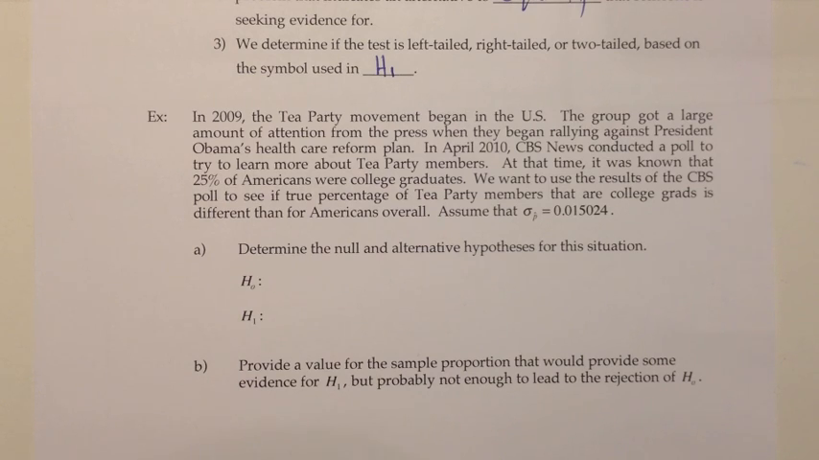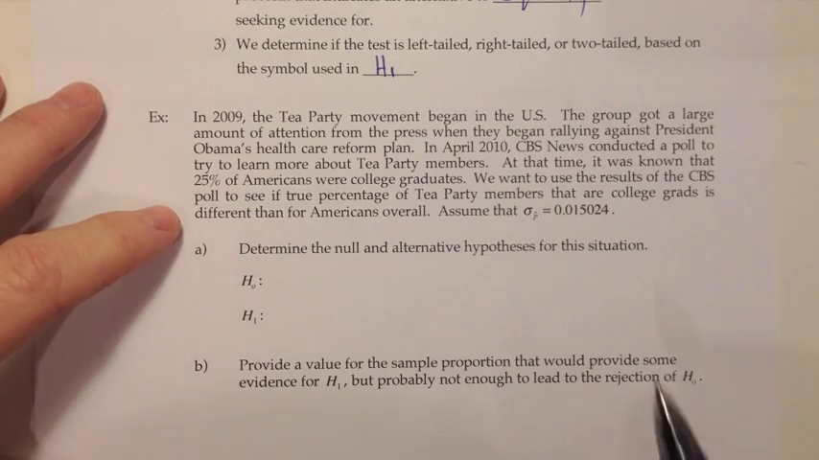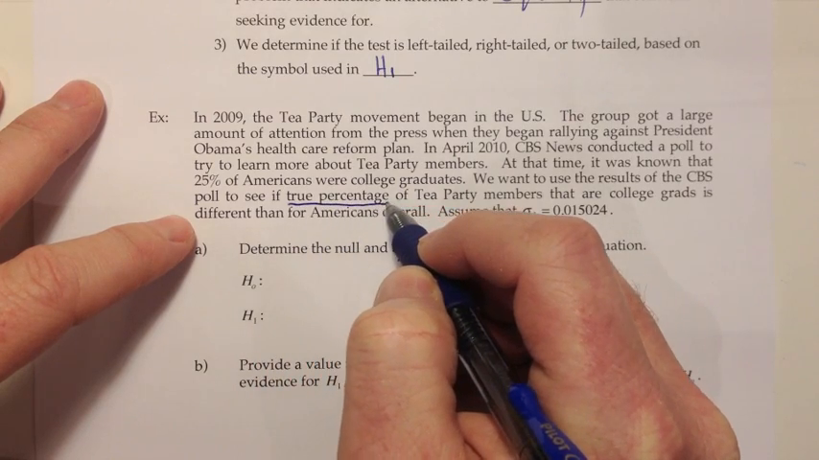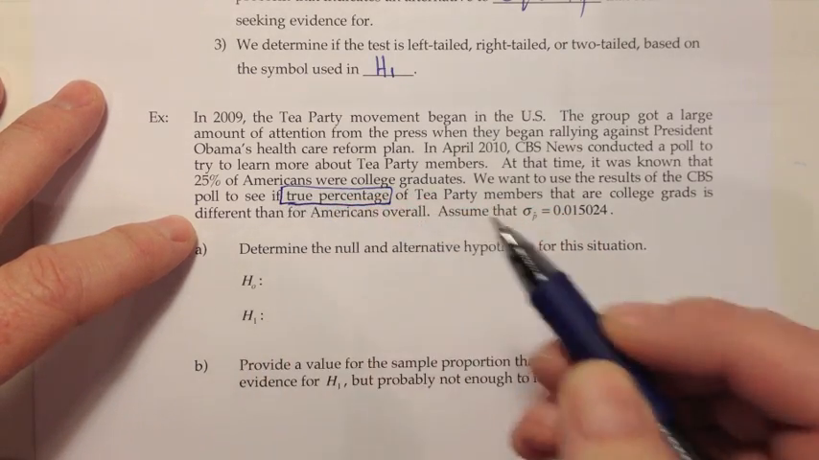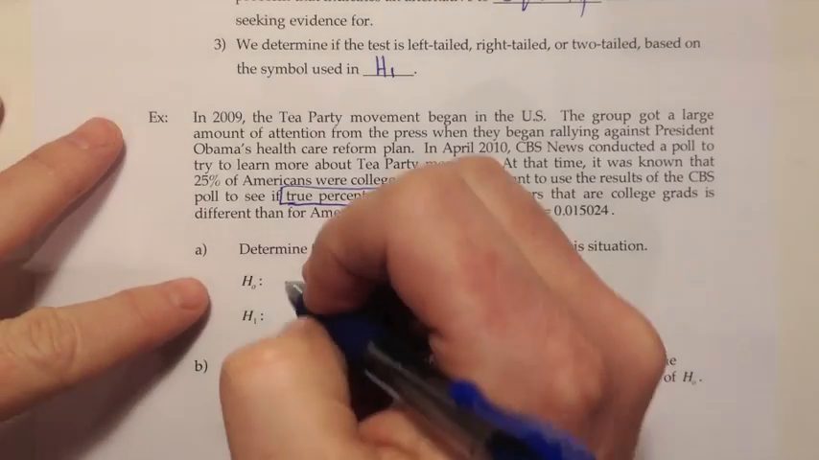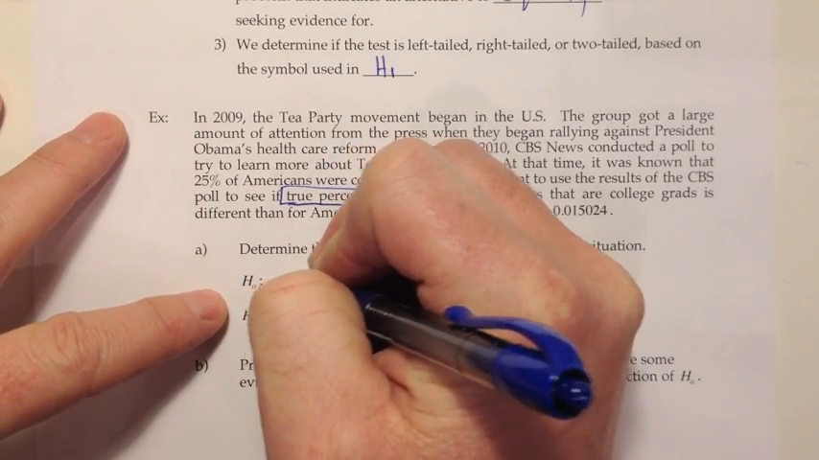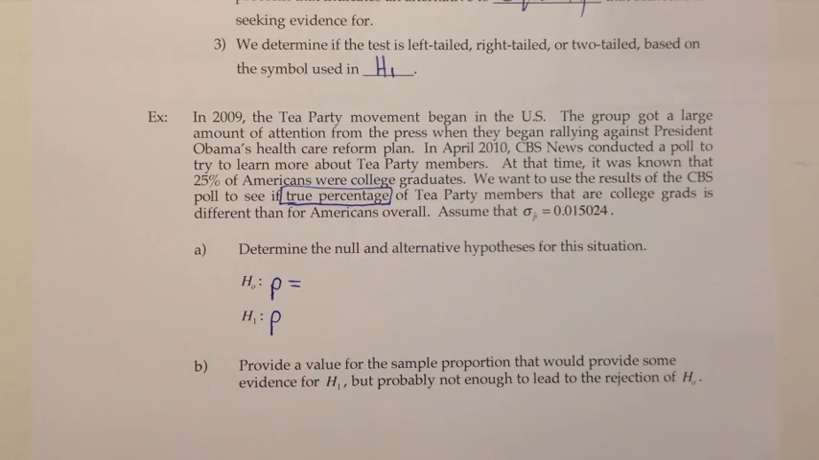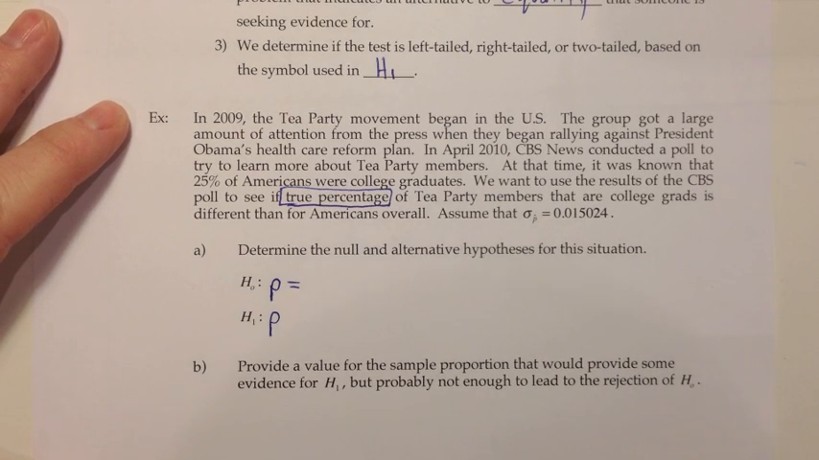Alright, so they want us to determine the null and alternative hypothesis for this situation. And the first thing we always need to do on those is figure out, is this a problem about an average or a proportion? So we want to use the results of the CBS poll to see if the true percentage. So that seems like a reference to p rather than mu. So I'm going to say that for H0, I'm going to make a claim that p equals something. And for my alternative H1, it'll be that p is greater than or less than or not equal to something. So that's going to be my initial start.